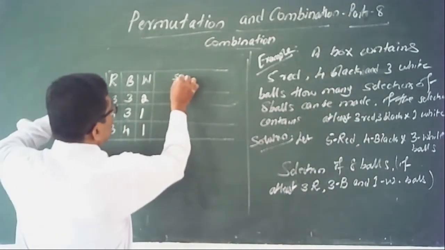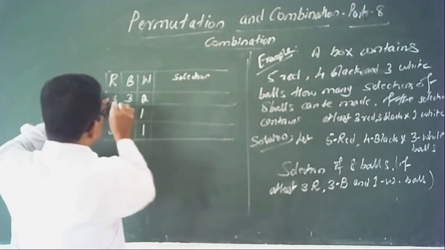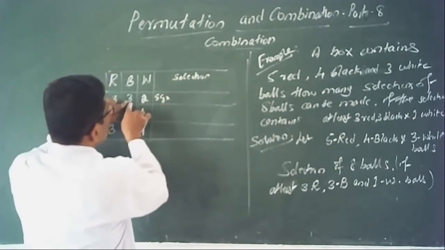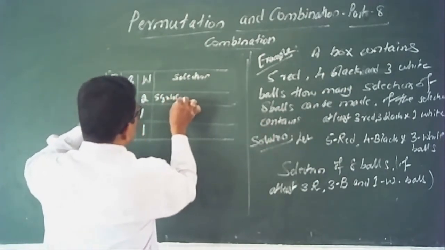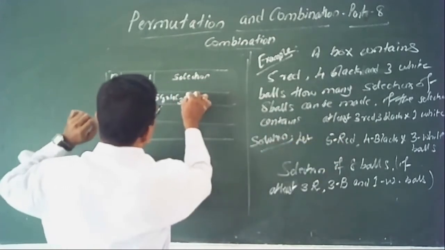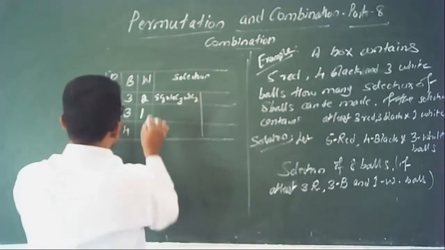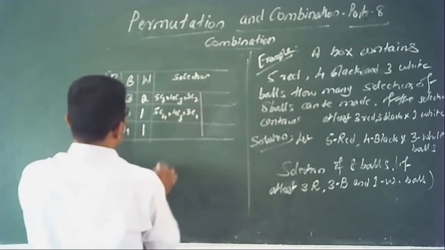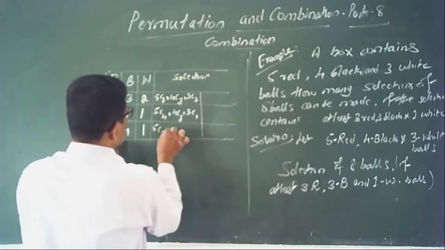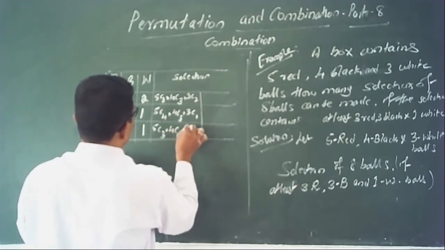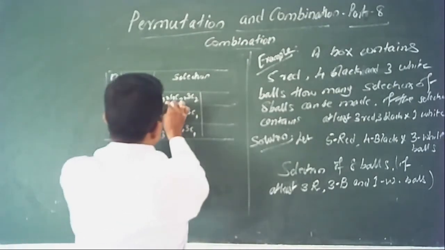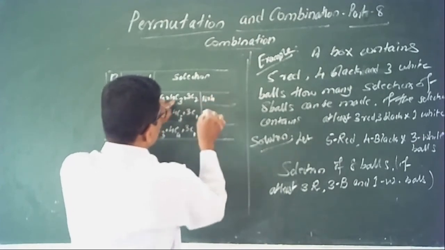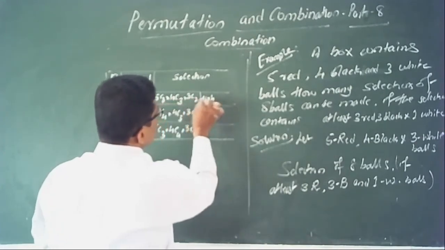Therefore you get only 3 possibilities. Here the selection is: what are the selections? 3 red balls out of 5, 5C3, and 3 black balls out of 4, 4C3, and white balls out of 3, 3C2. The first way is 5C4, 4C3 and 3C1. Next 5C3, 4C4 and 3C1. Here 5C3 means 5C2, its value is 10, into 4C3 means 4C1, 4, 3C2 means 3C1, its value is 3.